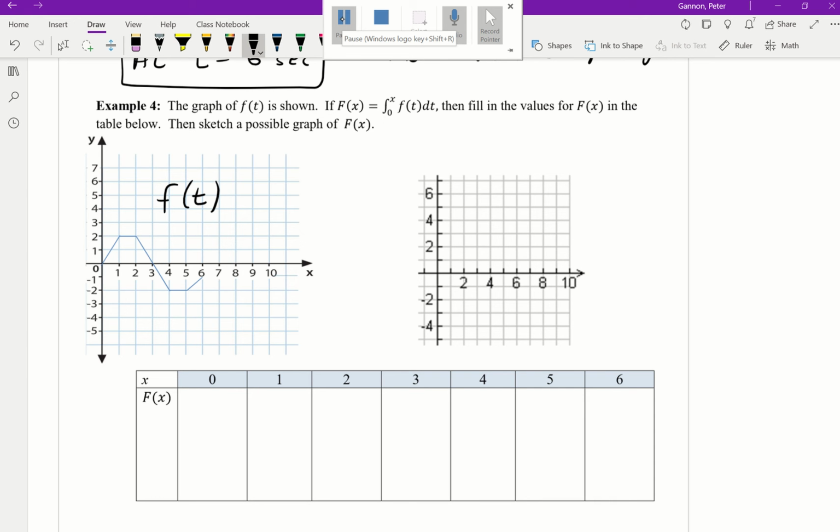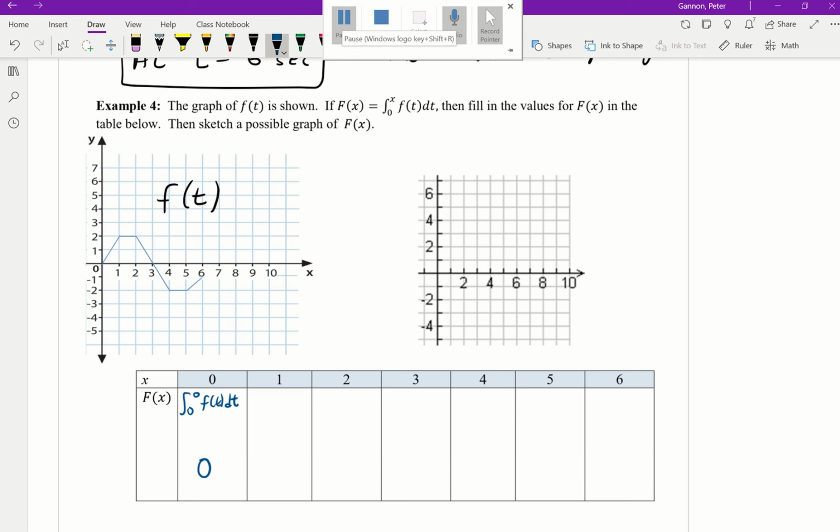So if we wanted to find the antiderivative of f of 0, then we are going to take the integral from 0 to 0 of f of t dt. Well, because that interval has no width, the integral is 0. So that's going to equal 0.